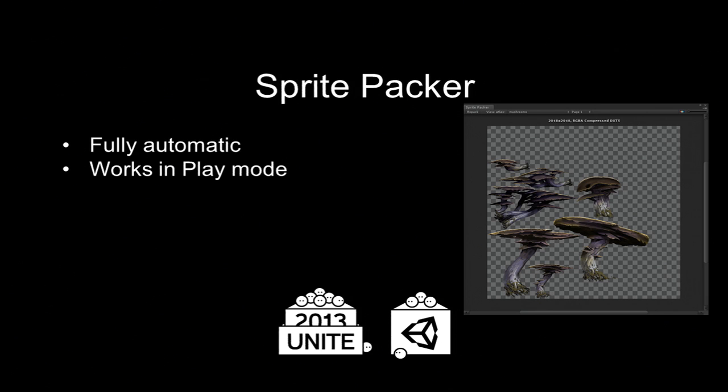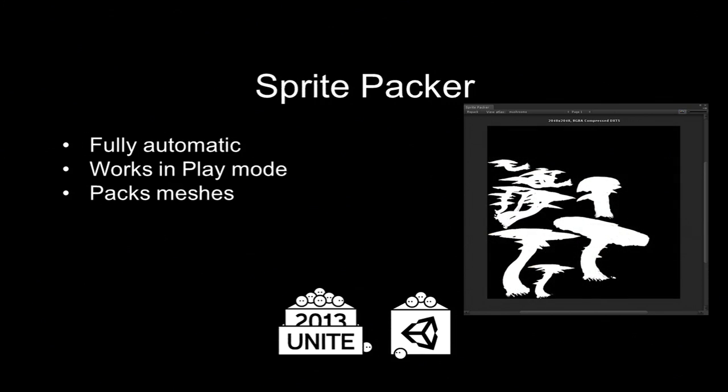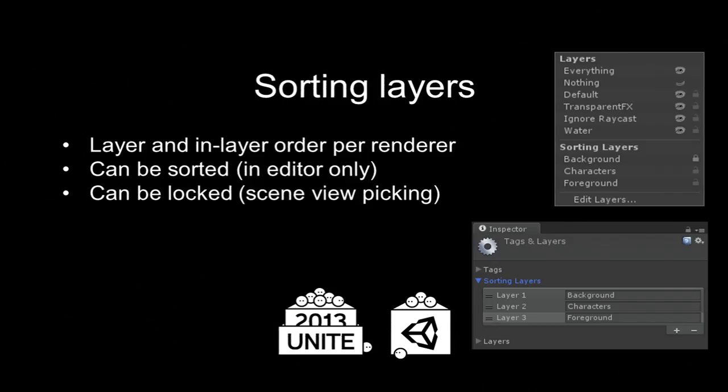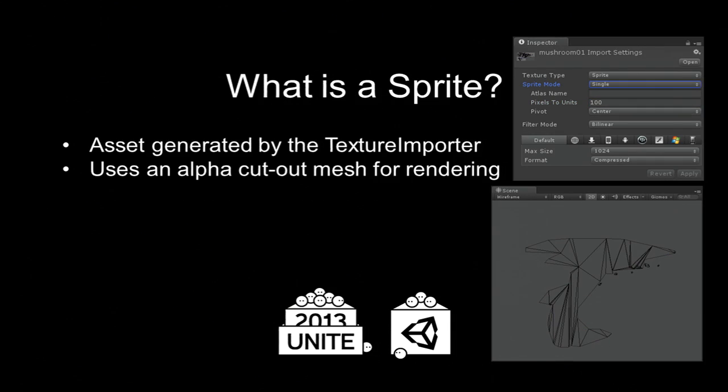Also, this works in play mode, so when you press play, if the sprite cache is not up to date, we'll update it, and you can examine the meshes that it gives to your game. We don't pack rectangles, we pack meshes, so it's more complicated, but it gives a very tight packing. And here's an example of a few mushrooms packed very tightly. I'll just scroll back. And you can see the mesh here. So this is the mesh that we use when we actually pack the atlas.